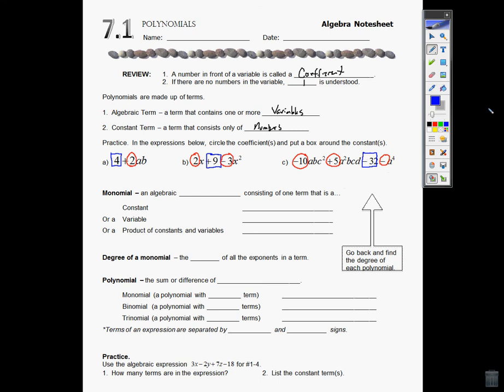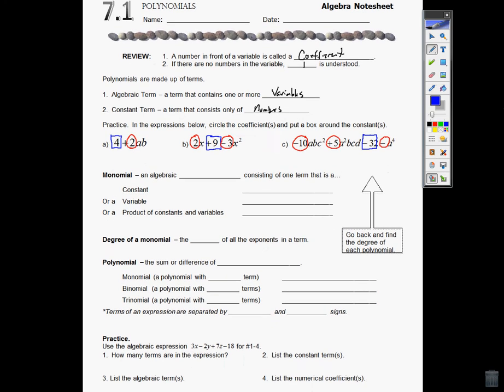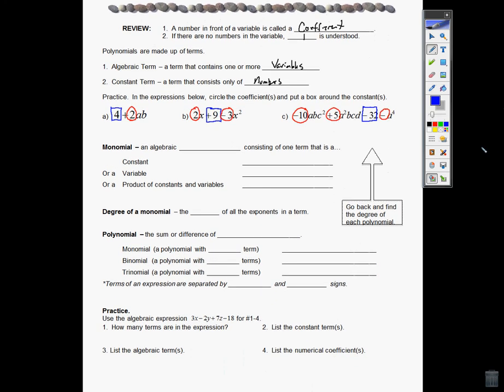Okay, so now let's move down a little bit, talk about what makes a monomial. Because I kind of just jumped right into these things and I said these are all polynomials made up of monomials, but let's pump the brakes for a second and figure out exactly what that is. A monomial is an algebraic term consisting of one term that is a constant or a variable, or the product of constants and variables.